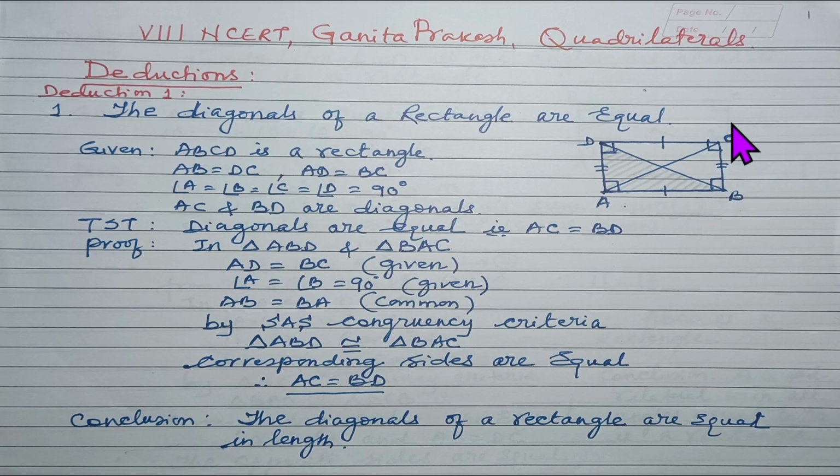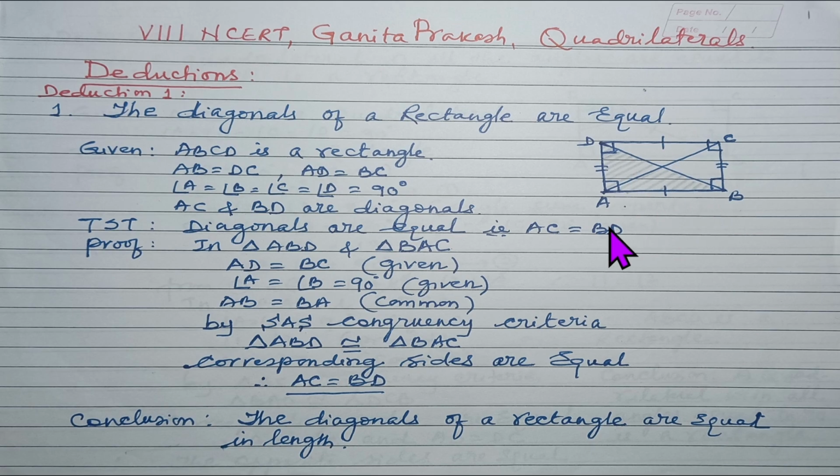We are given a quadrilateral ABCD and the opposite sides of the quadrilateral are equal, that is AB is equal to DC and AD is equal to BC, and all the angles of the quadrilateral are equal to 90 degrees, that is angle A is equal to angle B is equal to angle C is equal to angle D, they are equal to 90 degrees. Now we have to prove the two diagonals, that is AC and BD, are equal in length.